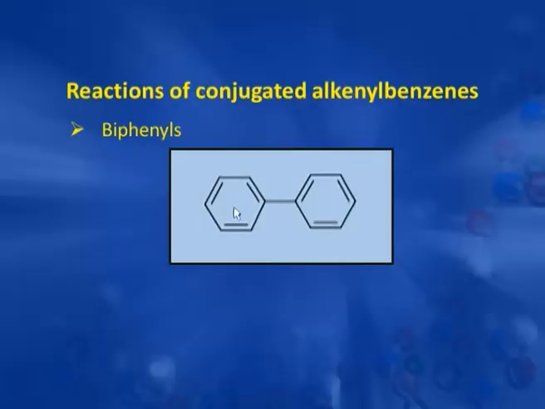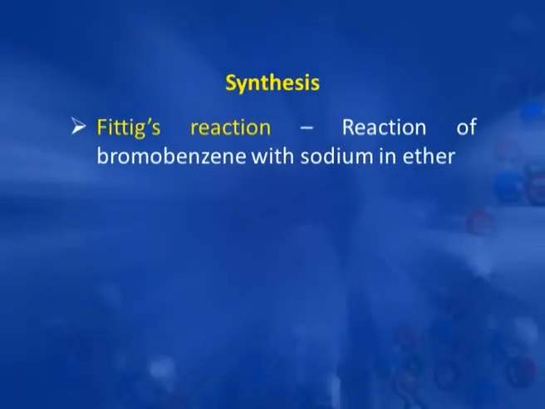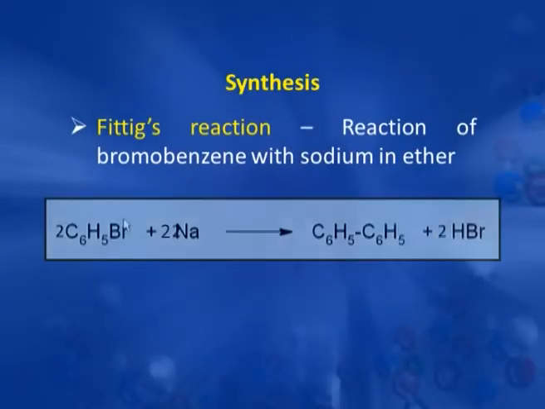Now, next molecule is biphenyls. In biphenyls, two benzene rings are linked together. This biphenyl occurs in coal tar and it has a melting point of 71 degrees C. Now, synthesis of biphenyl by the Fittig reaction is a reaction of bromobenzene with sodium in ether and we get biphenyl and HBr.